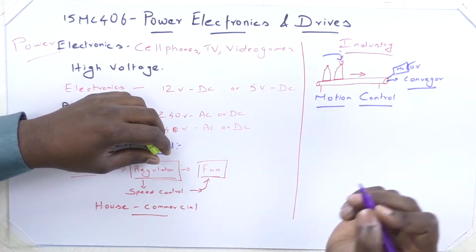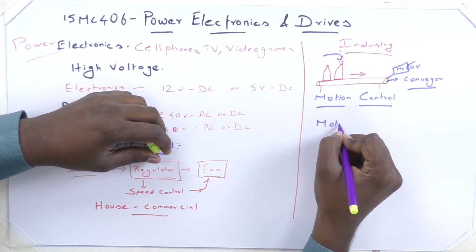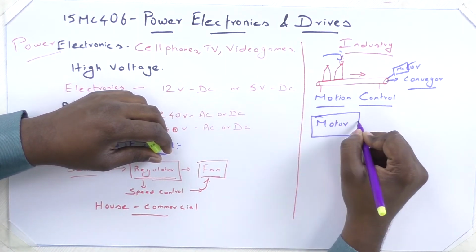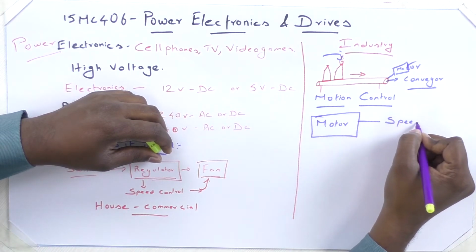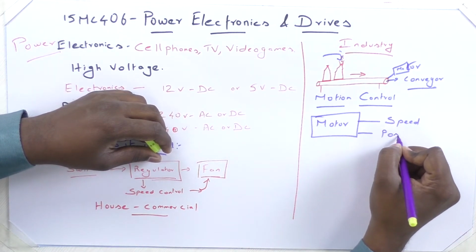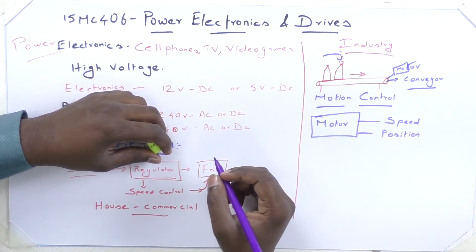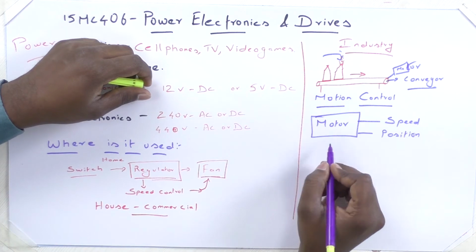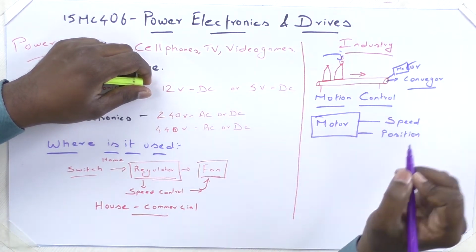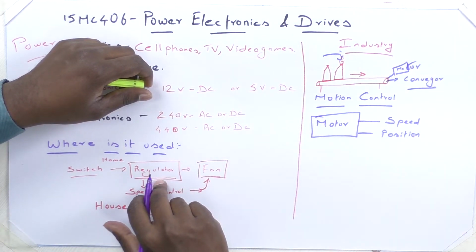So what I have to do in an industry is usually have a motor, and I have to control the speed and the position of that motor. So how do I do it? You can say I can use some sort of regulator over here. This is for an industry, okay? In industry, if you go and check, there is not just one motor or fan. Even if you look at a big building, some sort of auditorium, there are many fans over there.